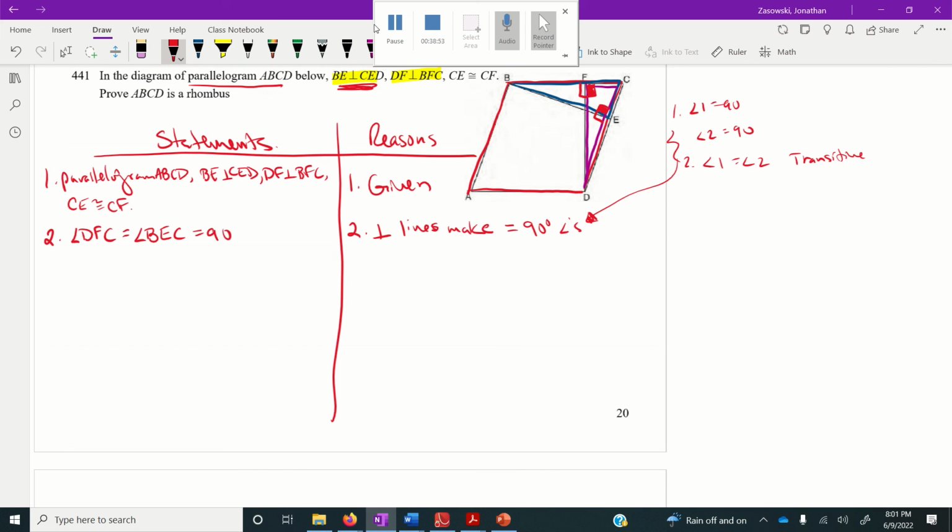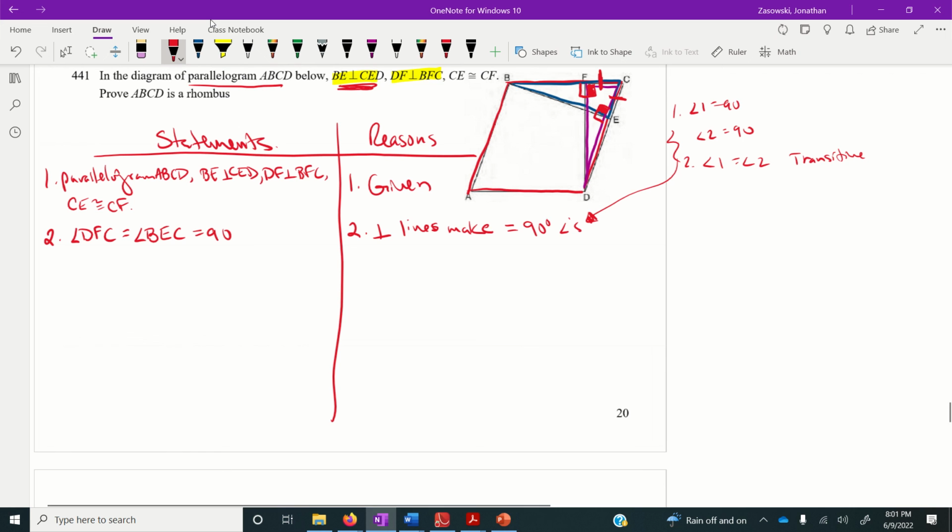Okay, second one. We also know that CE and FC are equal, or CF. So remember, if you're having trouble seeing what's going on, always redraw one of the triangles. This will help you clarify what's going on. We have these 90-degree angles in the corner. We now have this side equal, so we need one more thing. Let's think. Oh, can you see it?